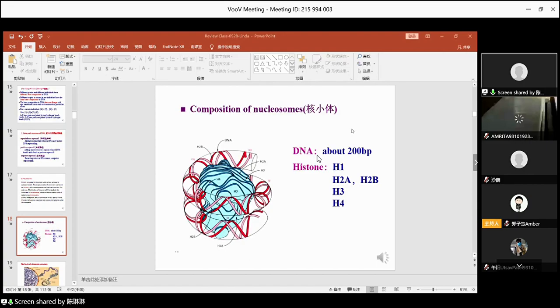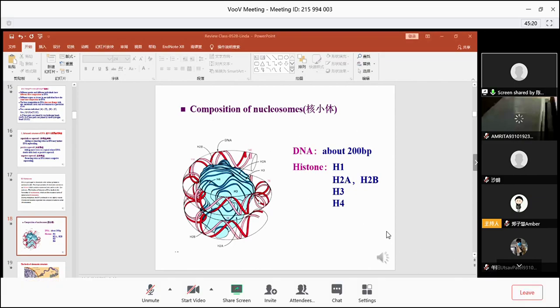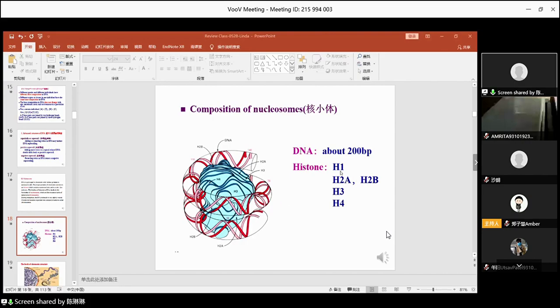And this picture shows us the composition of nucleosomes. It contains the DNA and histones, and the DNA is about 200 base pairs. And for the histones, there are four kinds of histones. They are H1, H2A, H2B, H3, and H4. So please remember that the nucleosome is the basic unit of the chromatin, and the nucleosome contains DNA and histones.